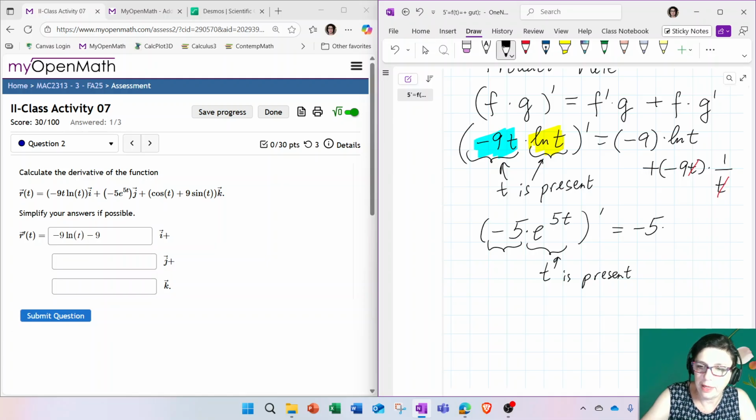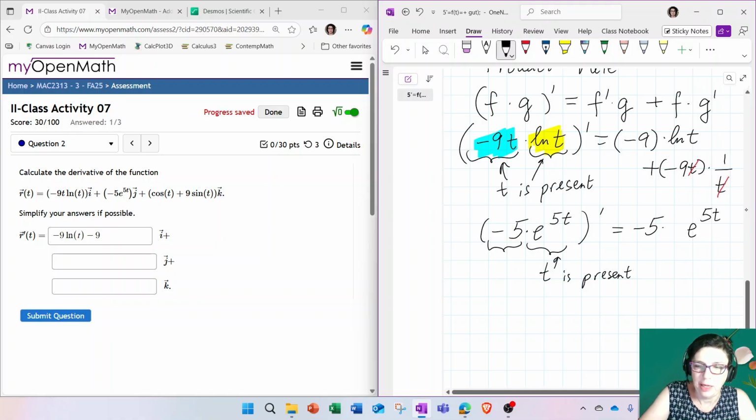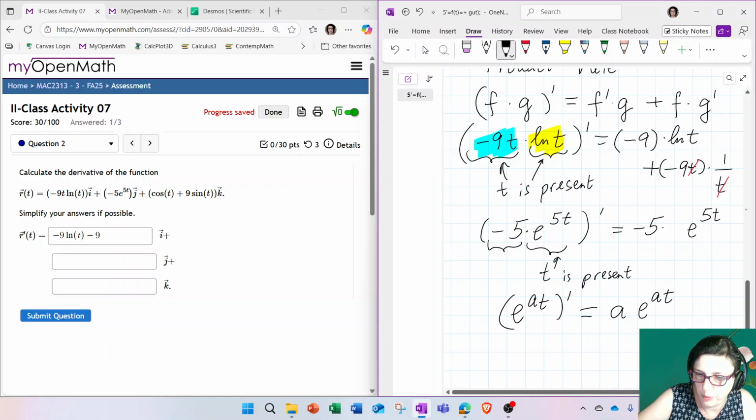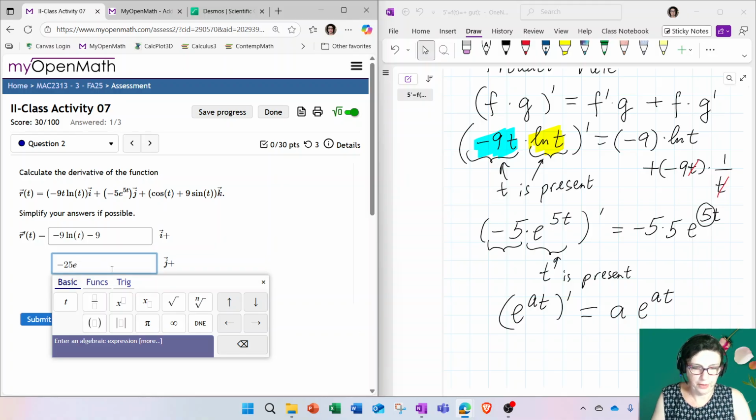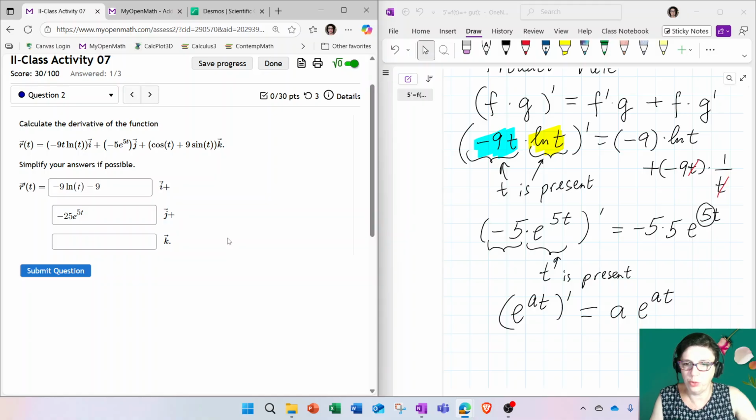We keep it. And then the derivative of e to the number times t is the same, so e to the 5t. Remember, the derivative of e to the at is a e to the at. It's not at e to the at. Again, let's write this down. Memorize it. Put it on your bathroom mirror. You do not want to forget this one. No t's, we're not using the power rule, God forbid. No, we just bring in the constant to the front. And that becomes negative 25 e to the power 5t. Okay, so that's the j component. Let's go to the k component.